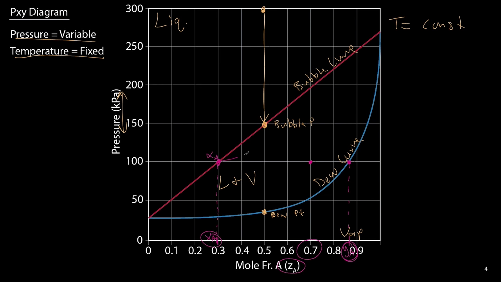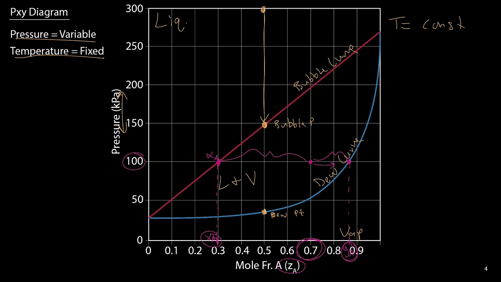By the lever rule, we can see that this distance here is quite long, and this one is quite short. So in the condition of 100 kilopascals and 70% A total composition, we can see that it is mostly vapor, because that vapor has more material and sort of tugs and pulls that dot closer according to the lever rule.